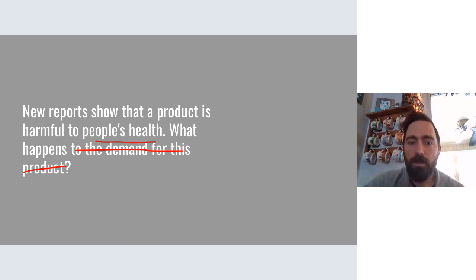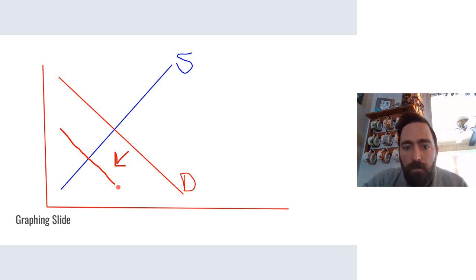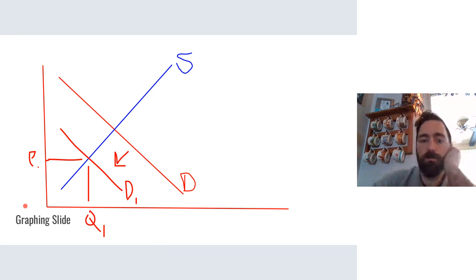So if a product is harmful to people's health, well, people are rational consumers. They're not going to keep buying that product. Demand's going to decrease, D to D1, just like before. And so the price of that product is going to fall, and the quantity of that product being sold and purchased is going to decrease from where it was before.